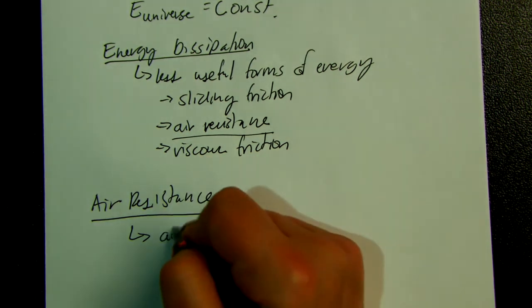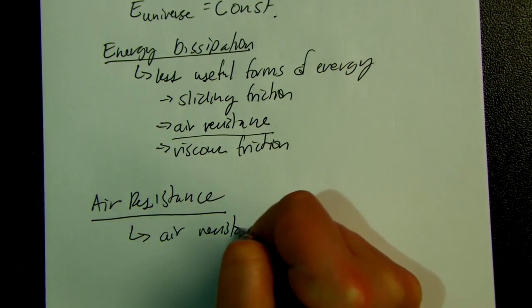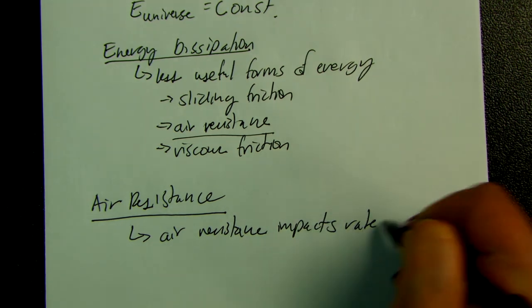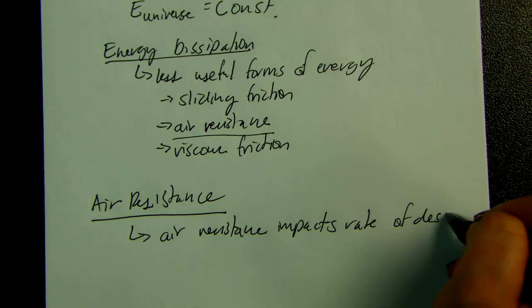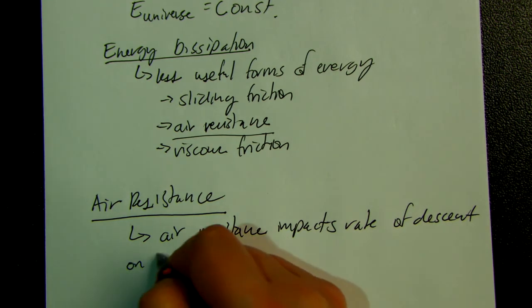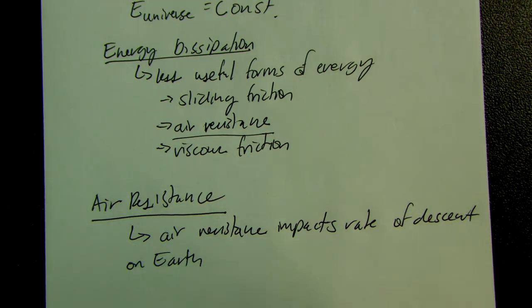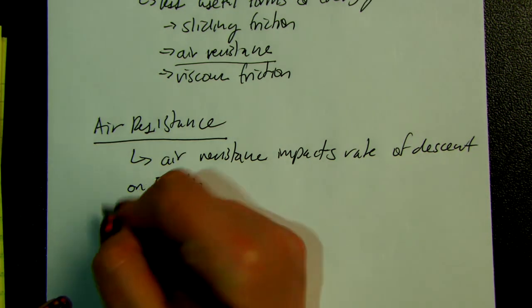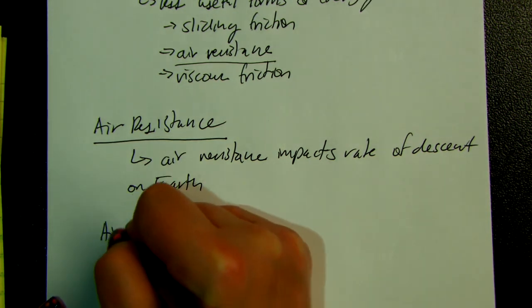So air resistance impacts rate of descent on Earth. Now, if I was to do this experiment on the moon, we'd see something different. The moon doesn't have an atmosphere. All right, so let's start breaking apart what air resistance depends on. So air resistance depends on speed.